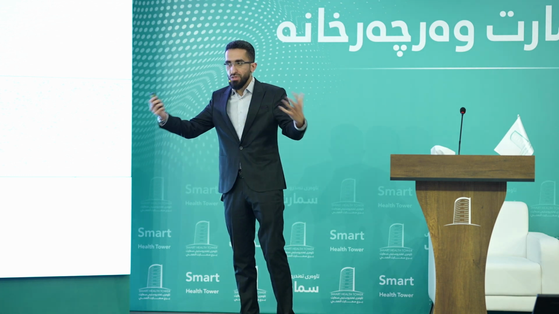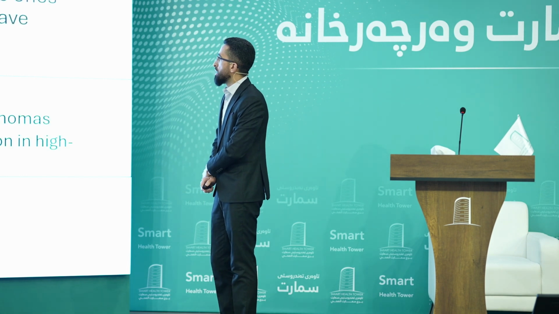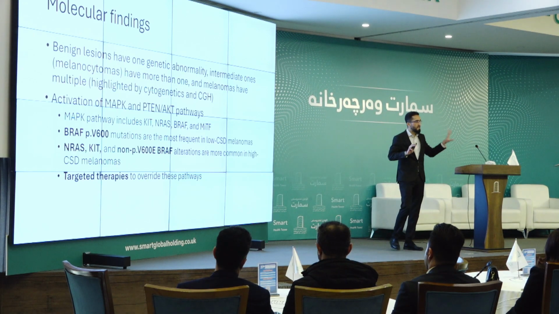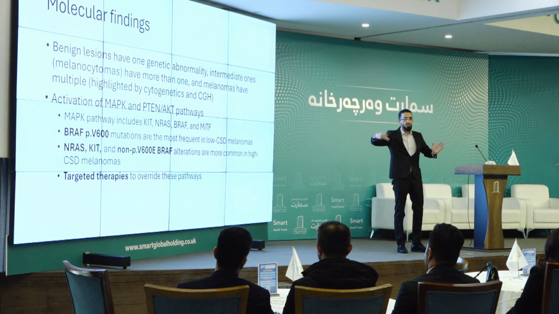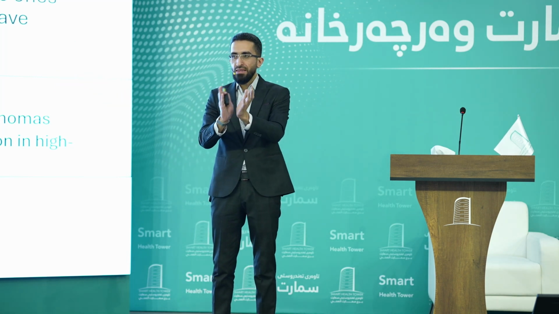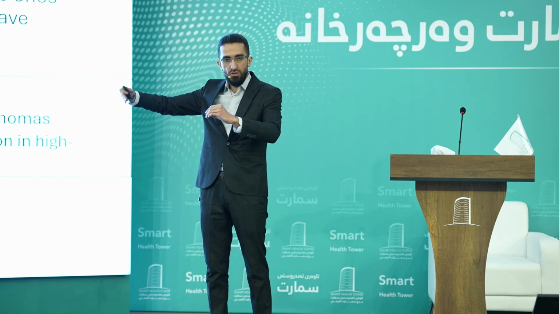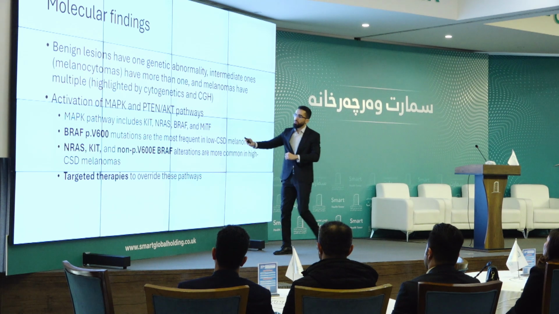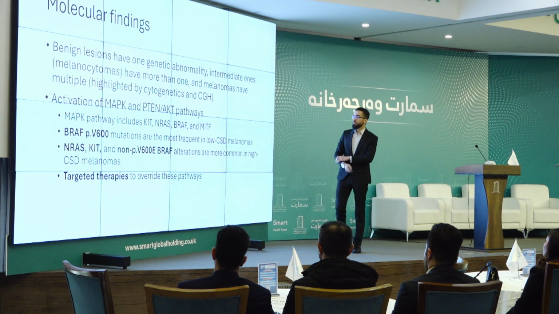It's negative in most nevi, it's positive in most melanomas, so it can further help in that diagnosis. A brief note about molecular findings. In general, benign lesions, nevi, have single genetic alterations. When you get to melanomas, you have multiple genetic abnormalities. Somewhere in between, we have intermediate lesions, which are called melanocytomas, that have more than one, but not to the same level as melanomas. Now, some of these mutations can be targeted with therapies, such as BRAF V600E and KIT.